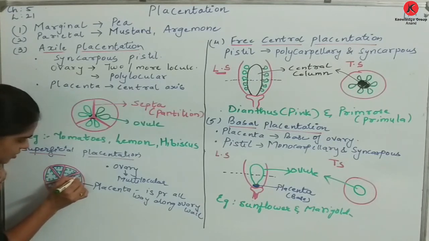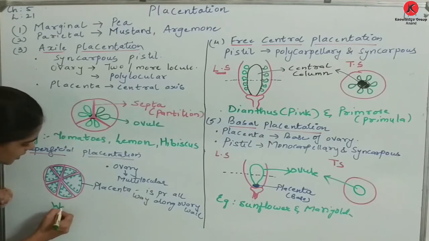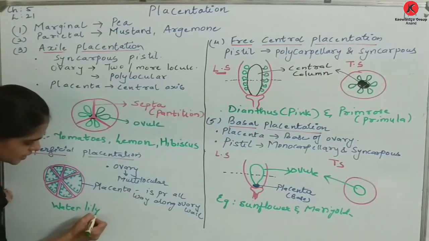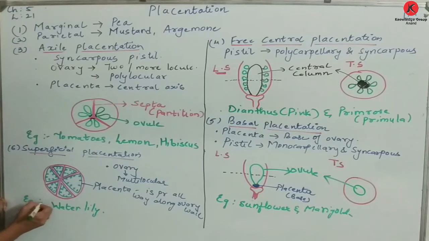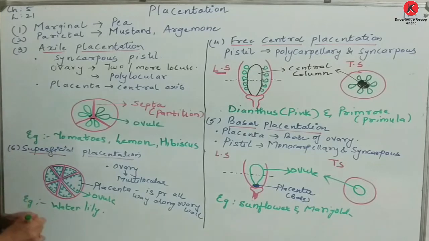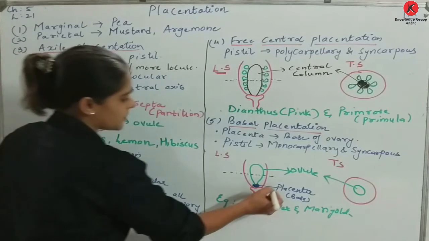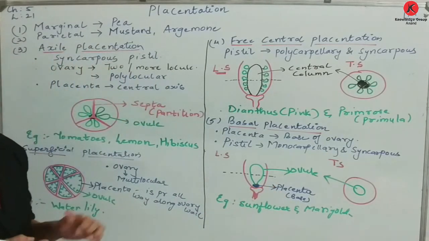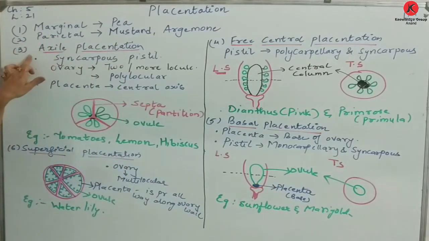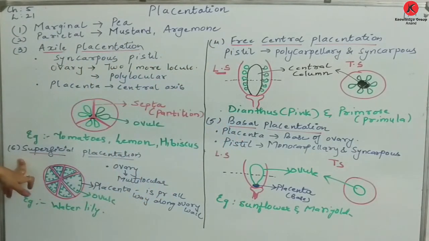So this is your, my dear students, superficial placentation, which is seen in the case of your water lily. Am I clear? So this green colored portion is your ovule. What is that? Ovule. Okay? I hope you understood this well. So these are your placentations: marginal, parietal, axial, free central, basal and superficial placentation. Am I clear? I hope you understood this really very well.